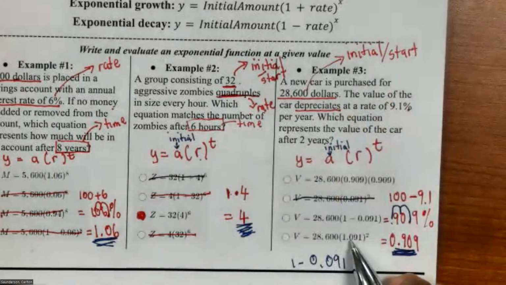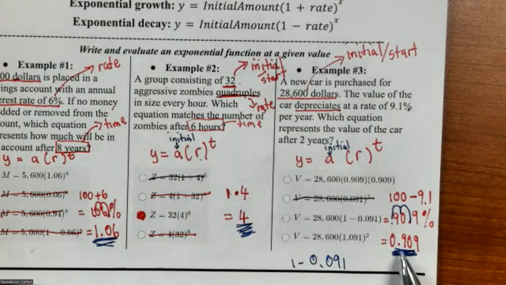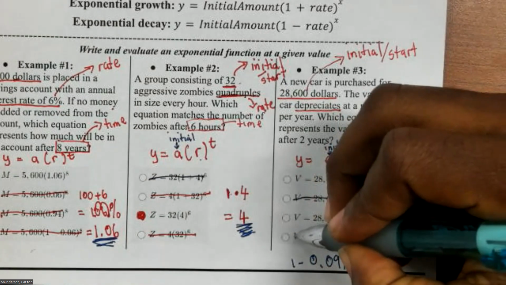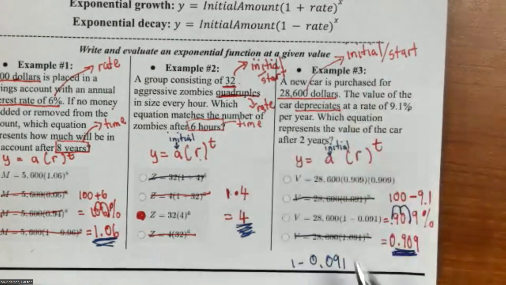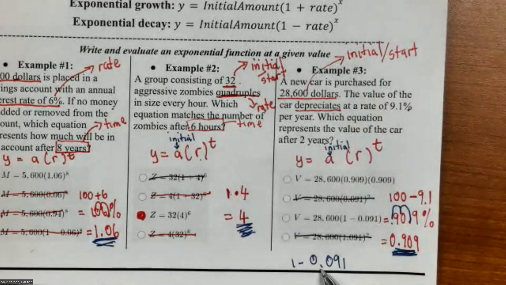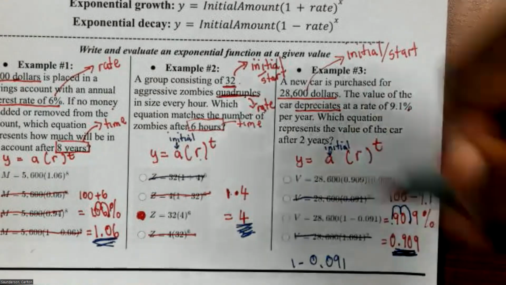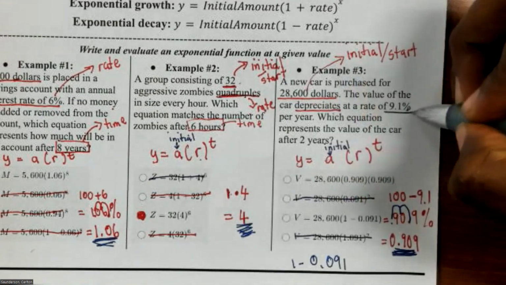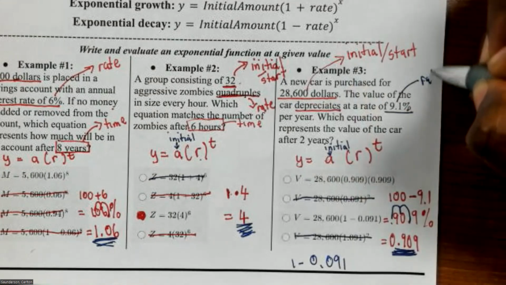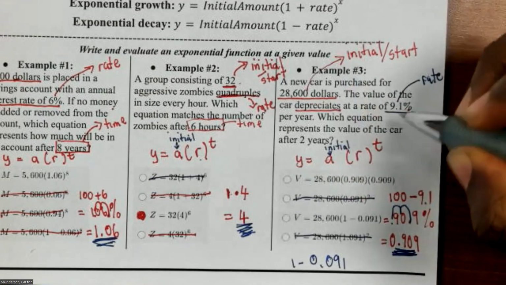This one is out because we have 1.091. You should have 0.909. All right. So this one is out. Okay. So again, if the time is correct, then this one would be correct, all right? So again, the rate was the 9.1.